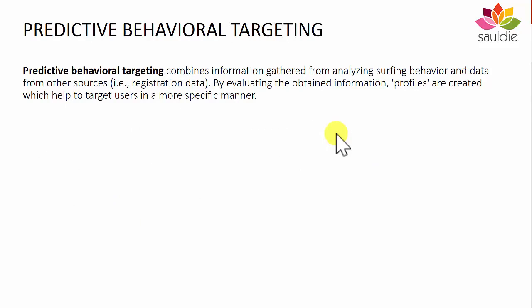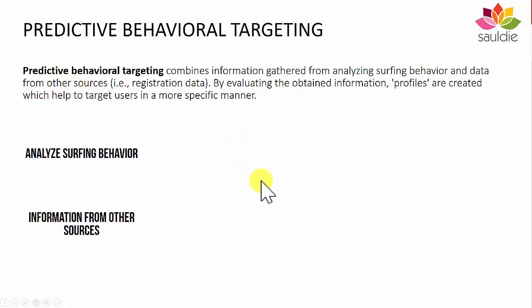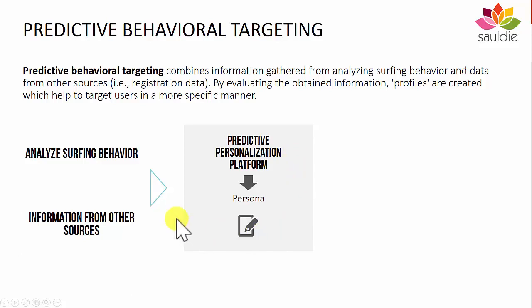So of course, all this data is very important because it helps us not only to define where we are today. The thing is, where are our customers tomorrow? And we'll only find that out if we start doing predictive behavioral targeting. What does that mean? It analyzes the behavior, it gets information from other sources, and then it goes to a predictive personalization platform and creates a buyer persona. And with this buyer persona, we have the appropriate advertising running.